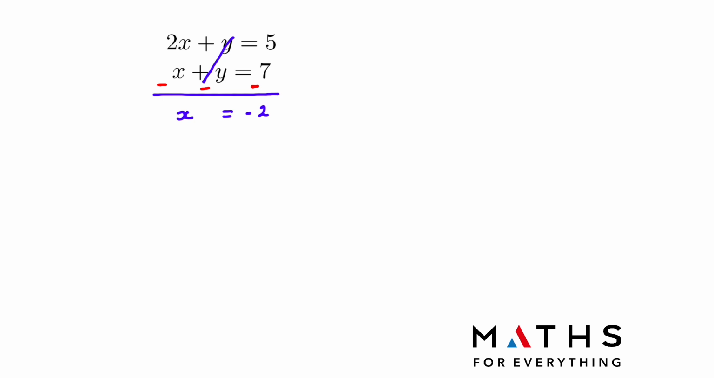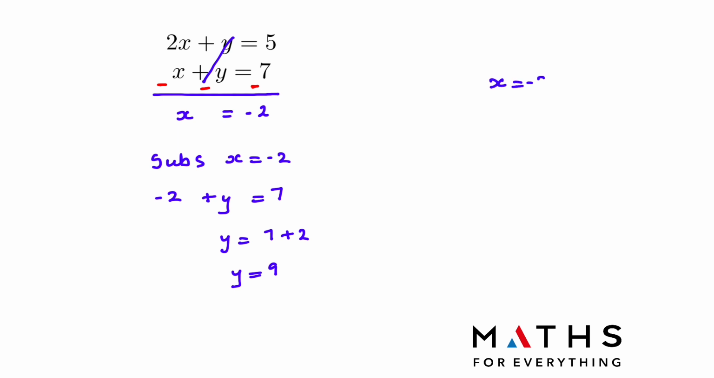Choose whichever equation you want and substitute your x. I will choose the second equation just because it is easier. Shift the negative 2 to the other side. The negative will become positive 2. y is equal to 9. So we found our answer. x is negative 2 and y is 9. Now check it in the calculator and see whether you get the same or not.